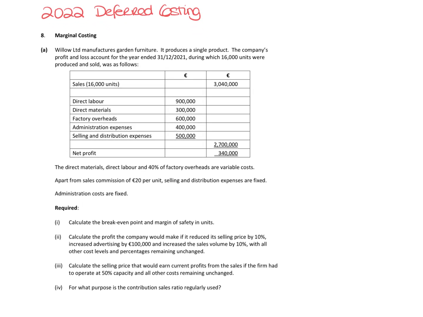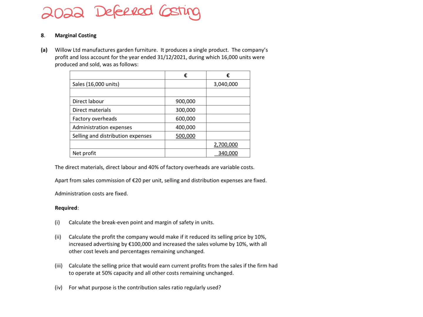It says, A, Willow Limited manufactures garden furniture. It produces a single product. The company's profit and loss account for the year ended 31st of the 12th, 2021, during which 16,000 units were produced and sold, was as follows. Sales, 16,000 units, 3,040,000. Direct labour, 900,000. Direct materials, 300,000. Factory overheads, 600,000. Admin expenses, 400,000. Selling and distribution expenses, 500,000. Total cost there then was 2,700,000, and then a net profit of 340,000.